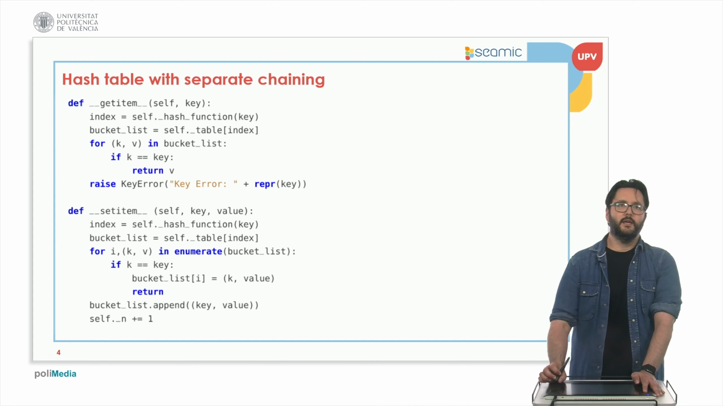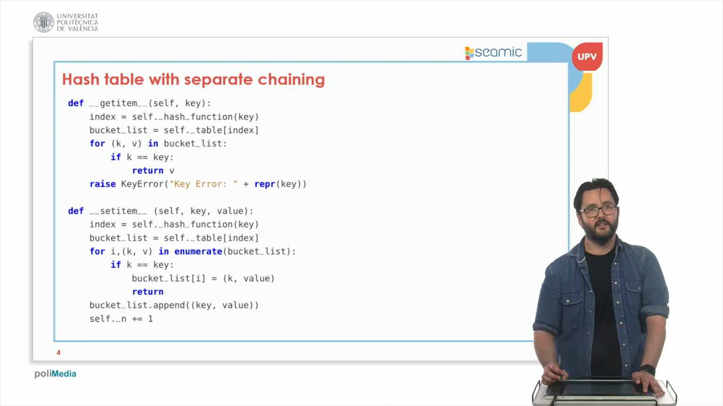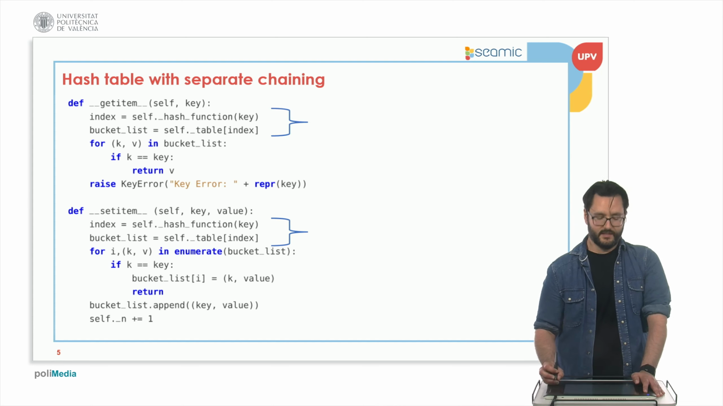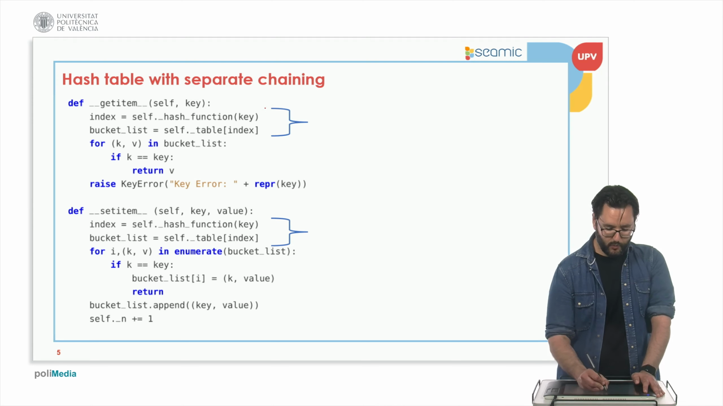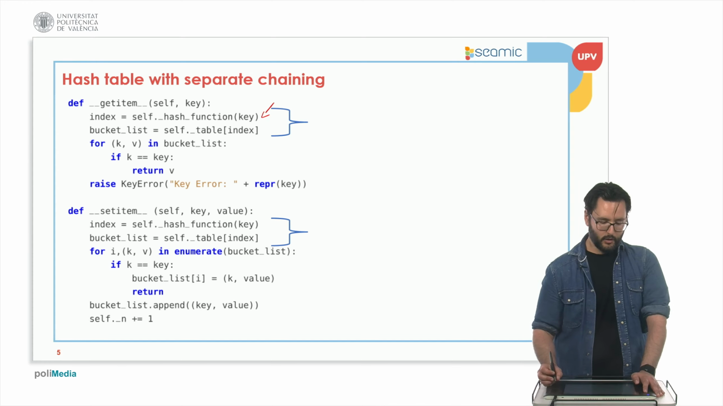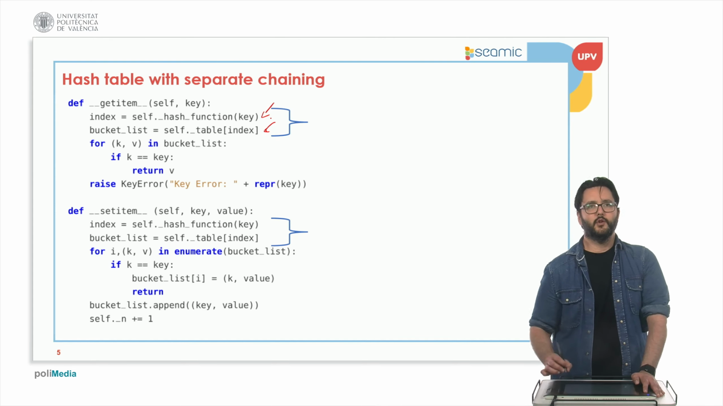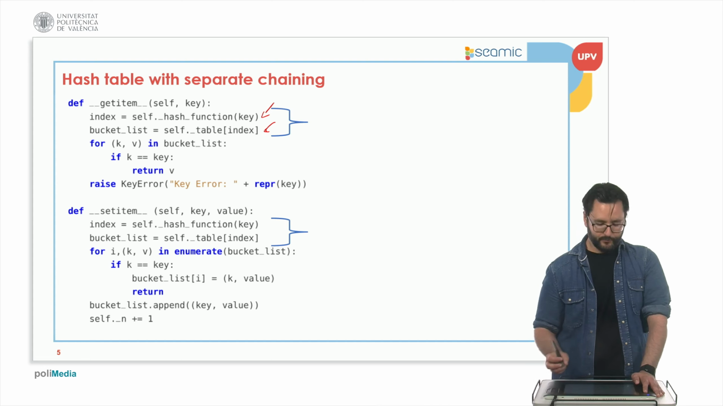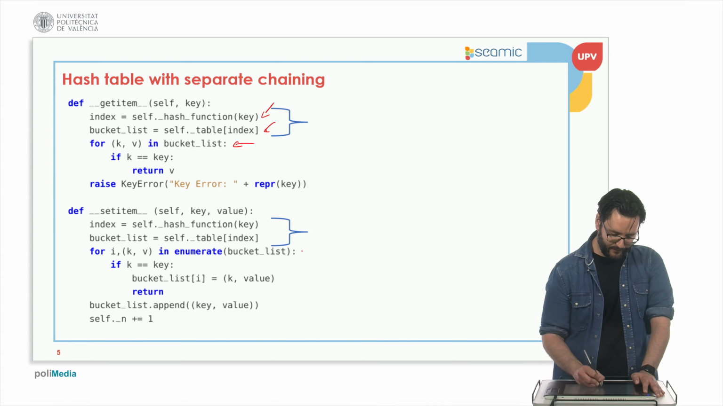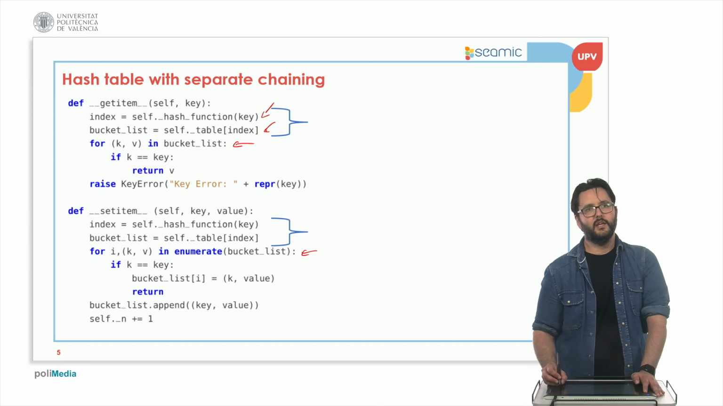Let's take a look now at the methods to get items and to set or update items. Here they share the first lines, because we are computing the hash function for a given key, obtaining the index, and then retrieving the bucket from the table using this index. After that, we have the for loops that will iterate over the elements in the bucket.